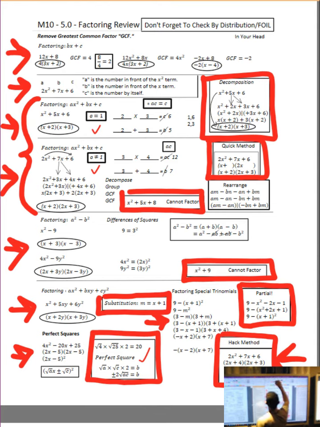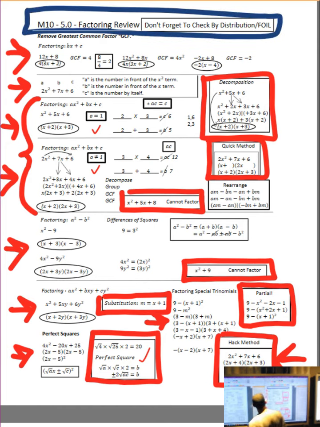Okay, back at the top, big blue: factoring review. Don't forget to check by distribution or FOIL, fully allowing you to see if you did it correctly or not. Come on, you don't even need the answer key or a teacher. Make up a question, try and factor it, see what works. Or FOIL out something from grade 9, cover up the question, try and factor it.